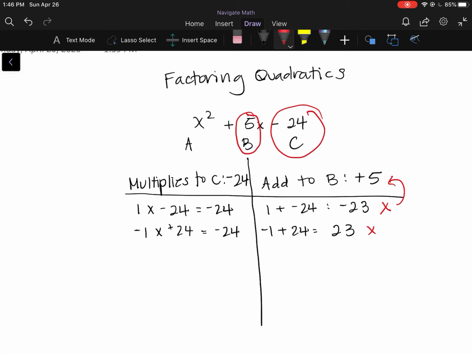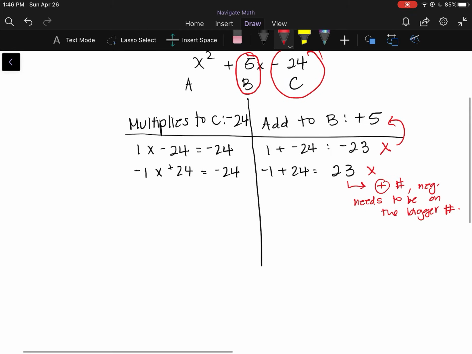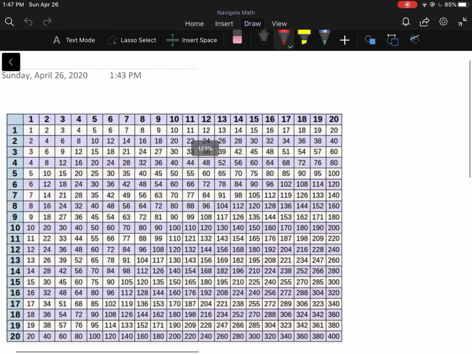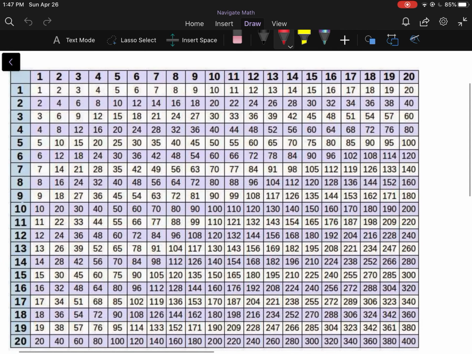But I noticed one thing. I noticed that when I sum up my factors, it's positive now. So this is a positive number. This means that the negative needs to be on the bigger number because we want our factors to add up to a positive number. So what do I do now? Well, I'm going to go back to my multiplication chart. I just did row 1. I just did my factors of 1.